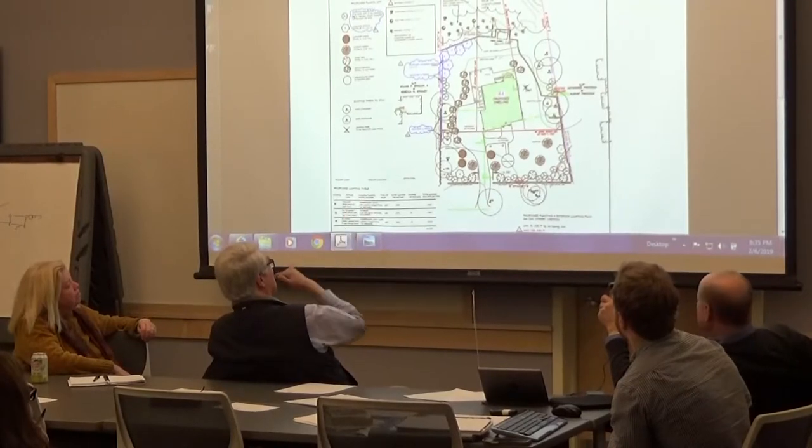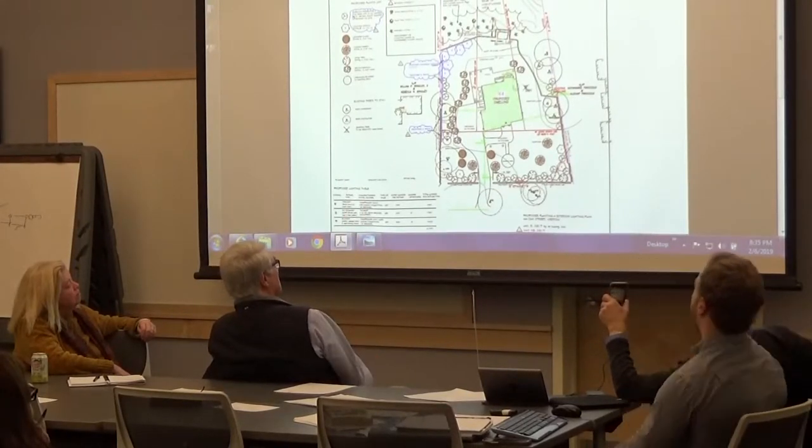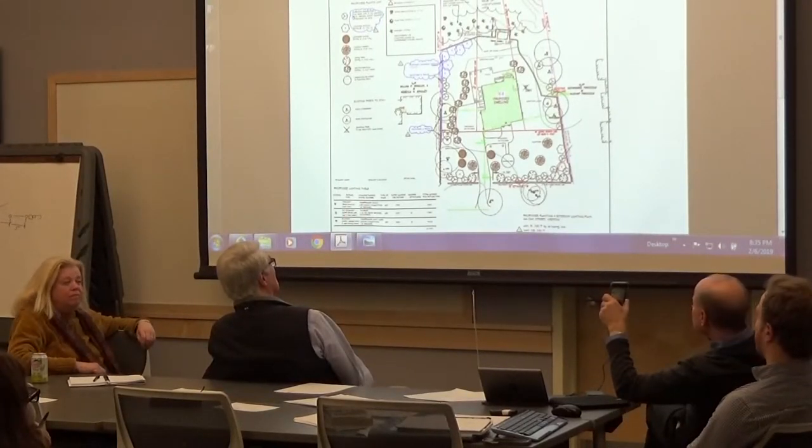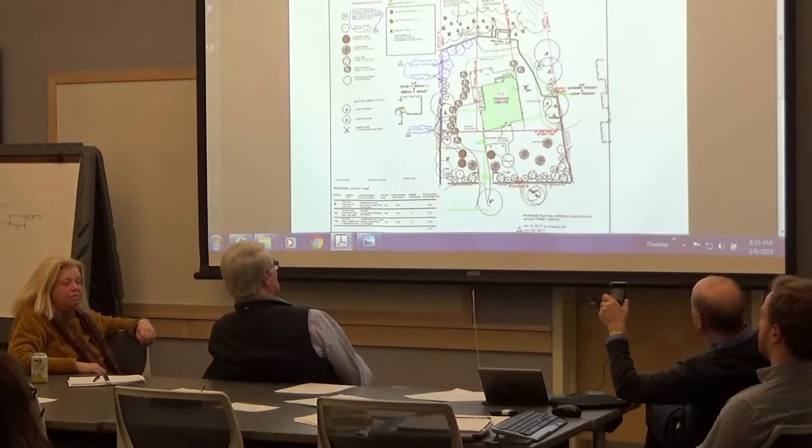Is there a new shed going in that location or no shed? I'm sure the applicants can speak to that. This is their property. They know exactly what's planned, what's not planned. Just trying to remember what we were missing. Is there anything else on the neighbor's list that we haven't mentioned?